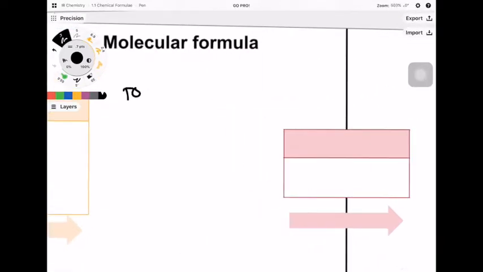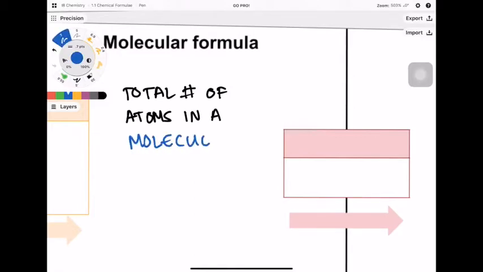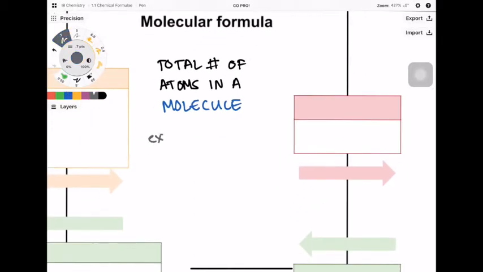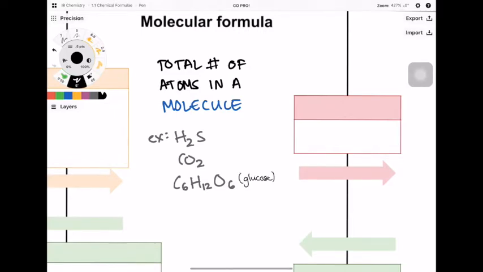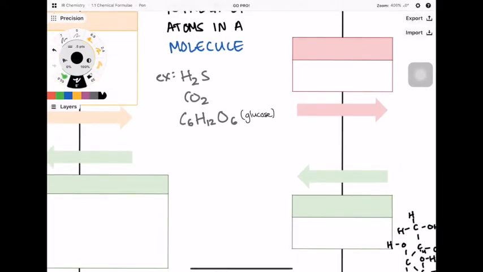With a little bit less information, we can talk about molecular formulas. So instead of showing exactly how atoms are connected, they basically just report to us the total number of atoms in a molecule. So for example, H2S, CO2, C6H12O6, which is glucose for those of you in biology, those all show how many atoms there are in a molecule. So in glucose, there's 6 carbons, 12 hydrogens, and 6 oxygens.